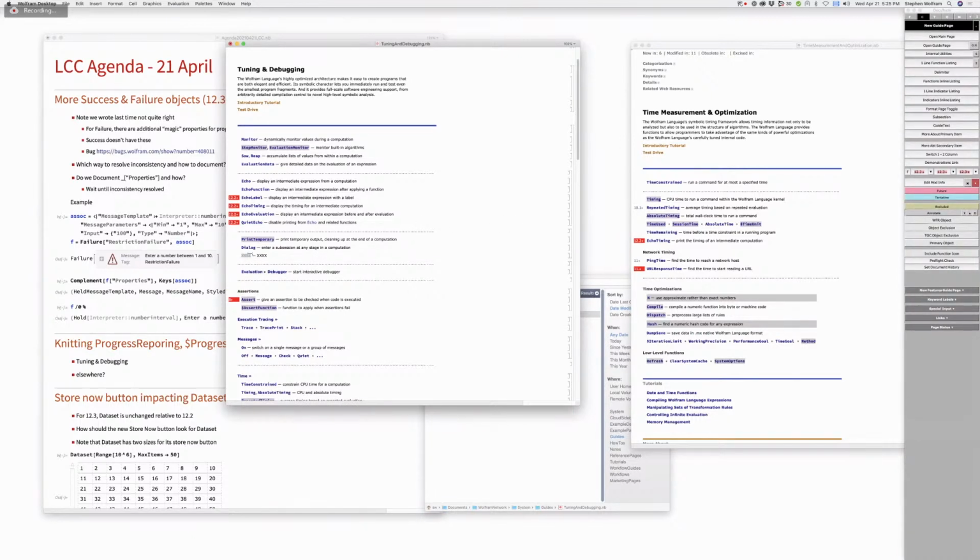Okay, so we should just say dollar progress reporting. So there's dollar progress reporting, which is the sort of global default, and then there's progress reporting, which is the option name that you can override with. Right. Specify default progress reporting for system functions. Is that reasonable? Sounds reasonable to me.